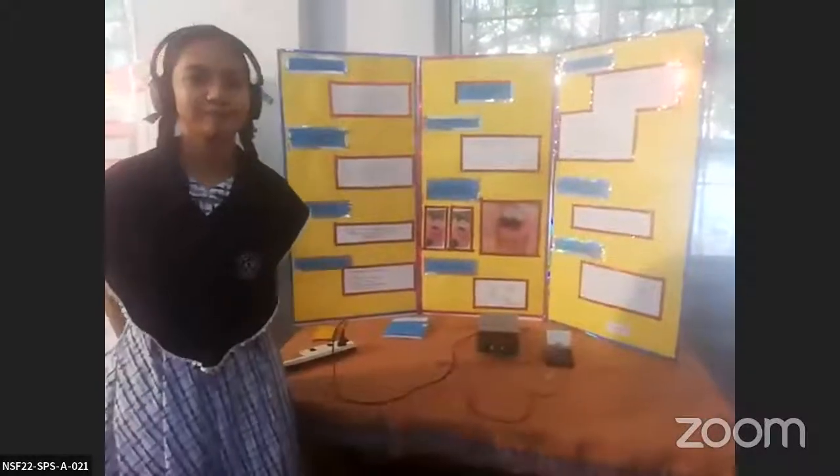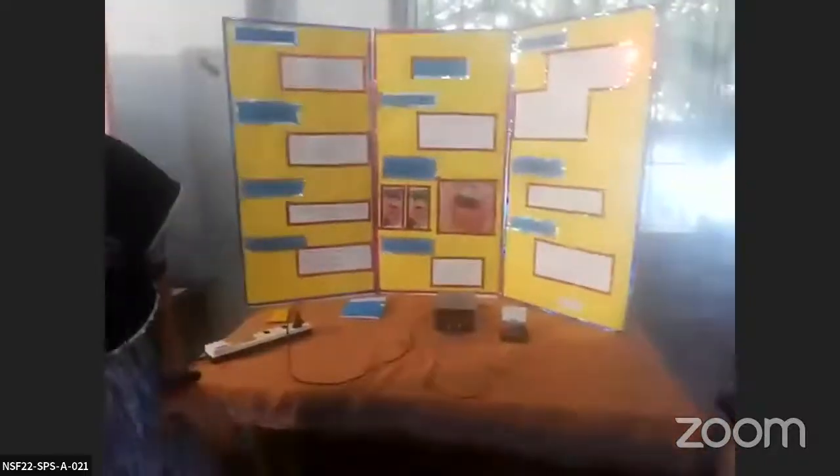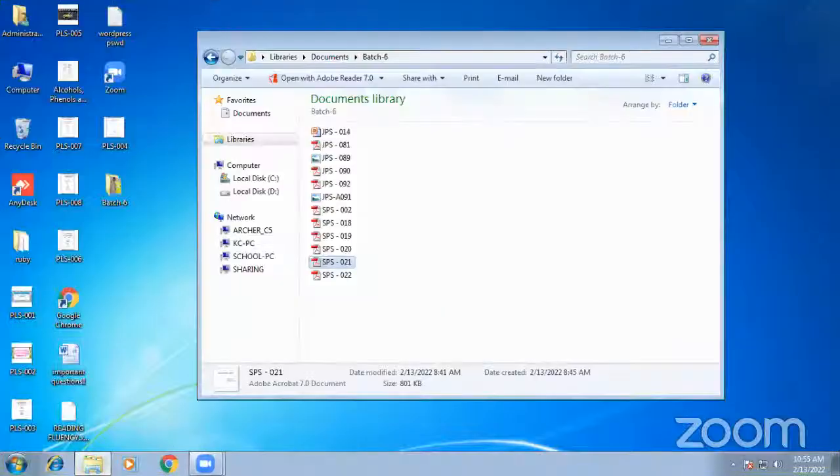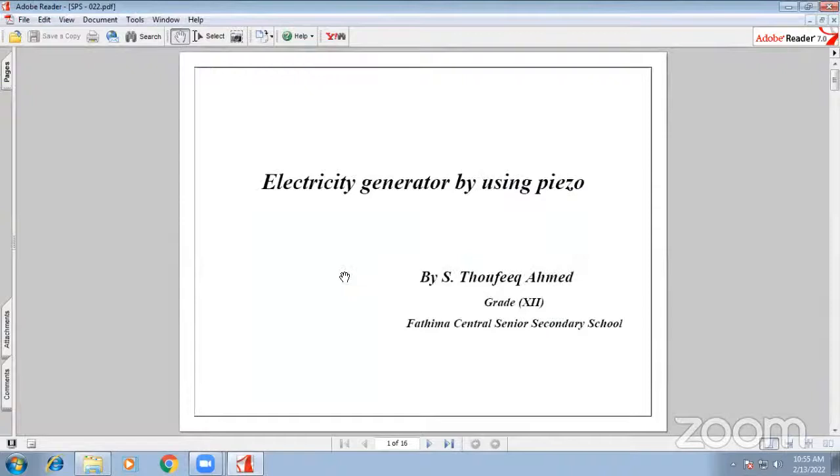Next, we have SPS A022 S. Taufik Ahmed from Fatima CSS School on electricity generator by using piezo.